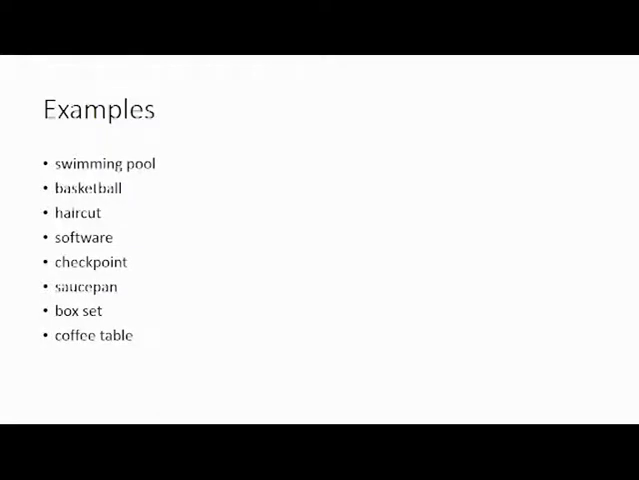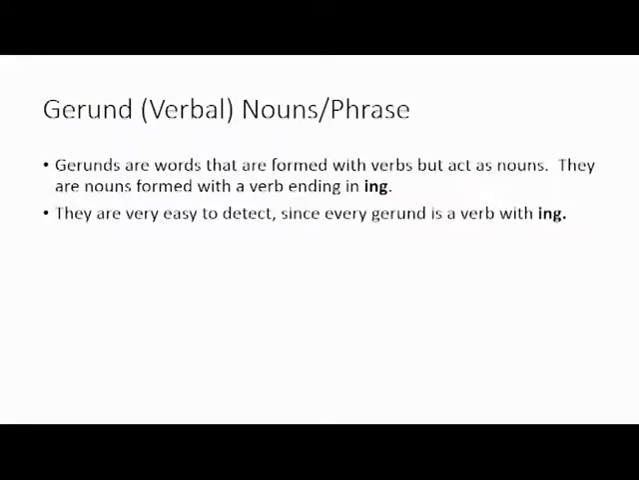Each of these compound nouns contains two words. For instance, swimming pool contains two words, swimming and pool. Basketball contains two words, basket and ball. Haircut contains two words again, hair and cut. Software again contains two words, soft and wear. And the saucepan also contains two words, sauce and pan; box and set; coffee and table. Hence we call them compound nouns.